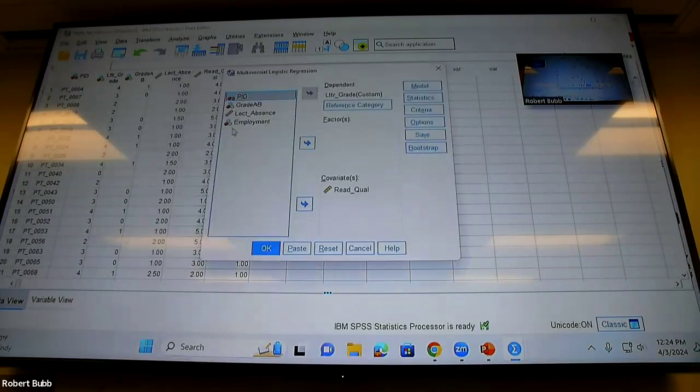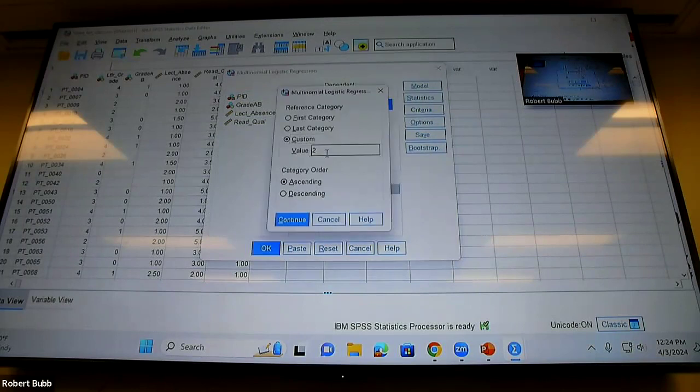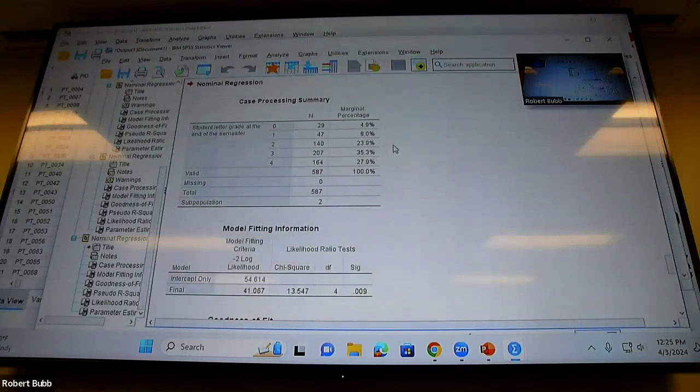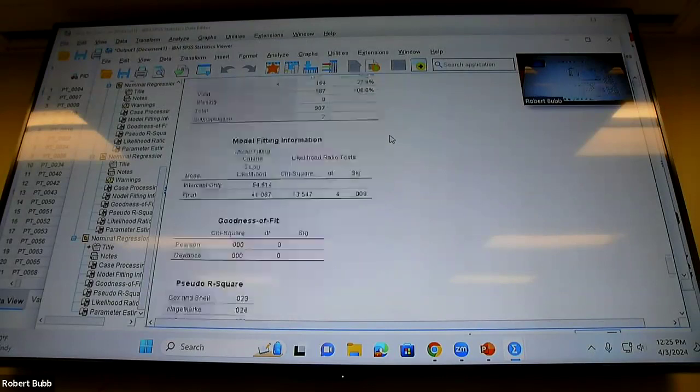So multinomial, still. Let's take out reading quality and put in employment. Let's change that reference category back to a 4, so back to that A grade. We should be good everywhere else. And we'll click OK. Okay, so you walk me through this one since we've been through it already.